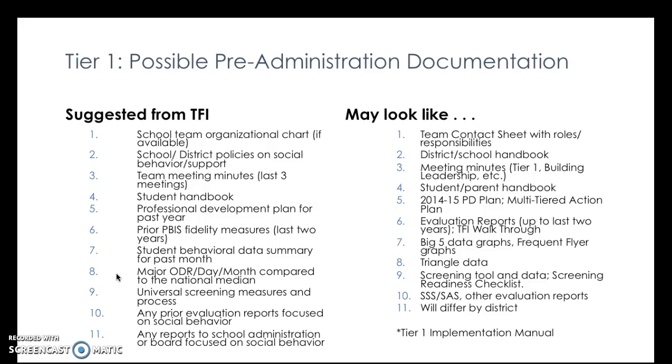So we would recommend that you bring along a team contact sheet with roles and responsibilities for Tier 1, maybe a district or school handbook, your Tier 1 meeting minutes, a handbook for students and parents, your multi-tiered action plan, past evaluation reports, maybe your Big 5 data and your triangle data, any screening data that you might have. This is going to differ by district, and that's okay. Not every product needs to be at the table, and in fact, if you notice during your conversations that you don't have a piece and that you'd like to have a piece, this would be a great place to start action planning.